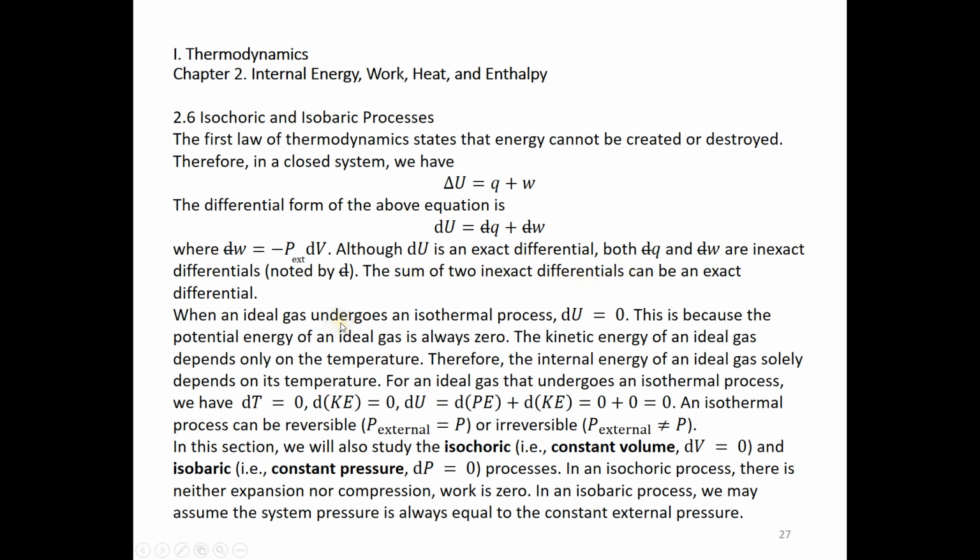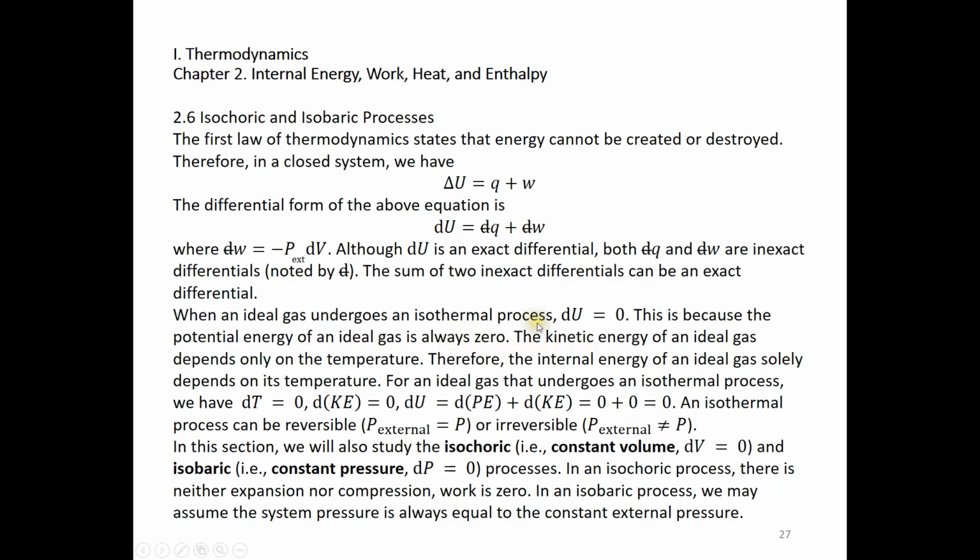When an ideal gas undergoes an isothermal process, dU is 0. This is because we have two components to consider: the potential energy of the system and the kinetic energy of the system. Now we have an ideal gas. We're going to assume the potential energy is always 0 for an ideal gas, because there's no attraction nor repulsion between ideal gas particles. Now let's look at the kinetic energy.